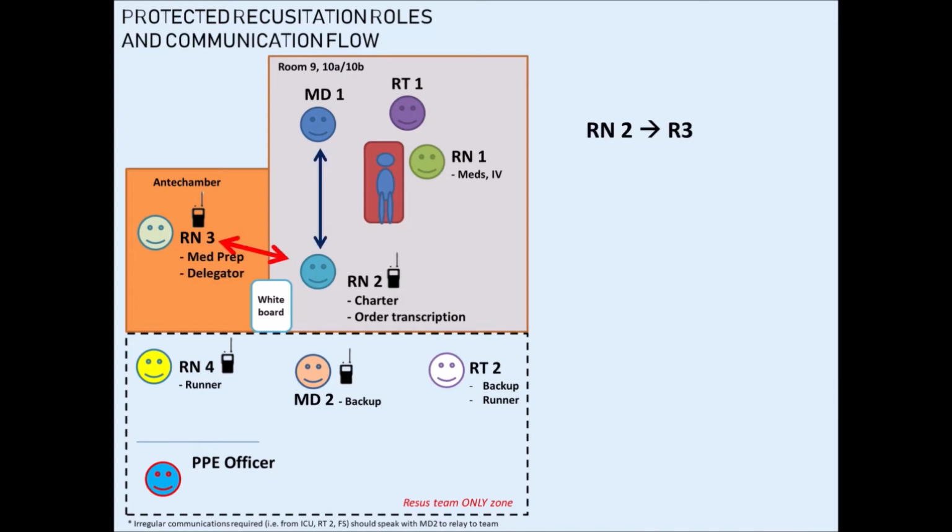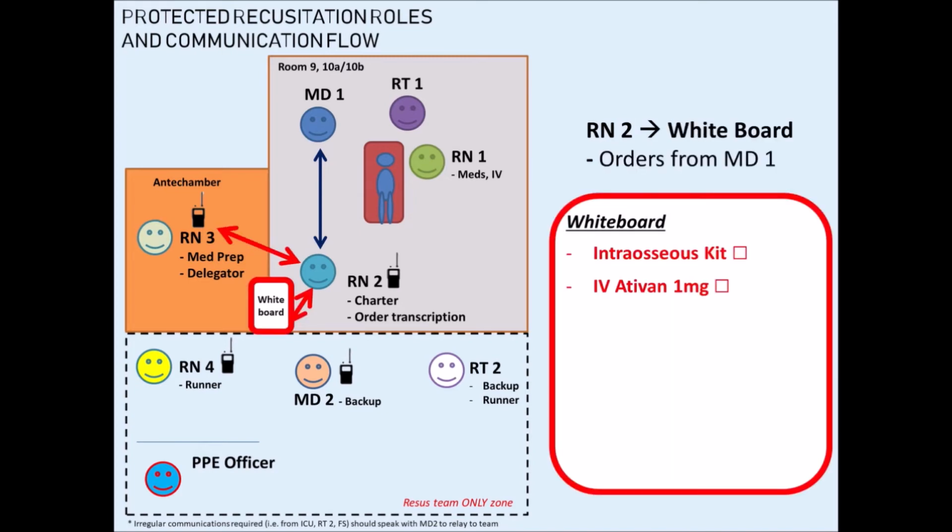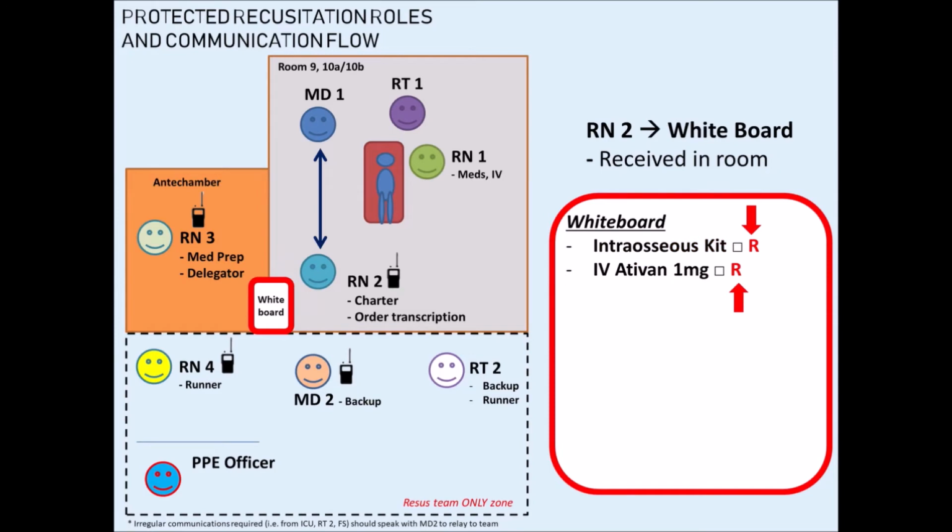RN2 will relay the orders to RN3. At the same time, RN2 will chart the verbal orders on the whiteboard and will continue to include other important items requested other than medications, such as an IO kit. The whiteboard is placed strategically so the resuscitation team and RN3 in the antechamber can visualize it. Each order should have an empty checkbox to allow identification of items not yet in the room or administered. Once the item is received by RN2 from RN3, but not necessarily administered, the letter R will be written beside each item. This communicates to everyone that the item is now available in the room.